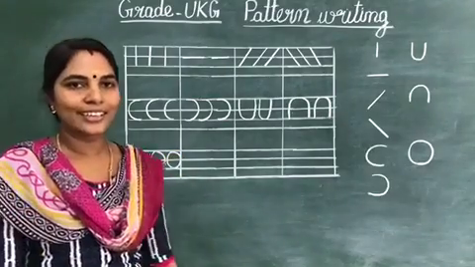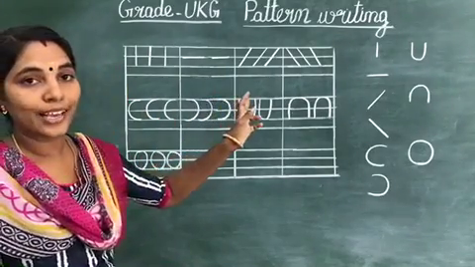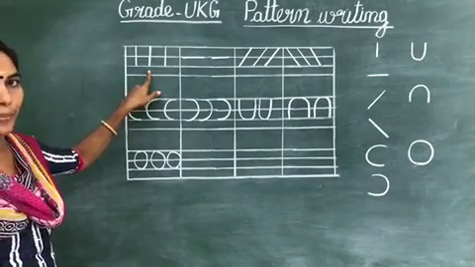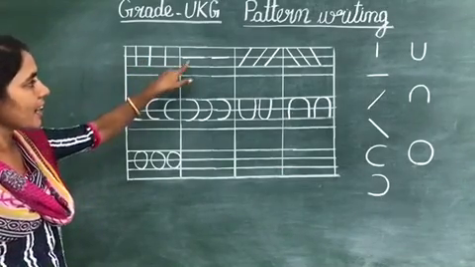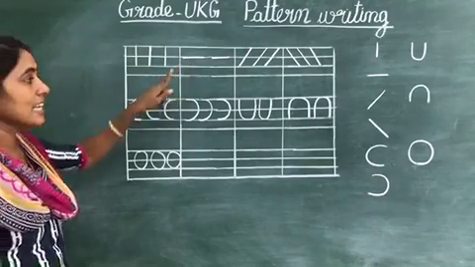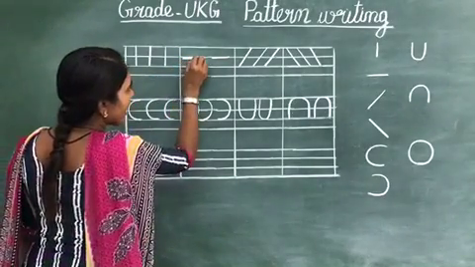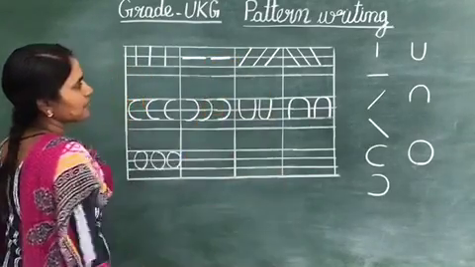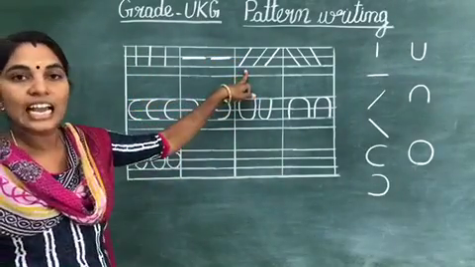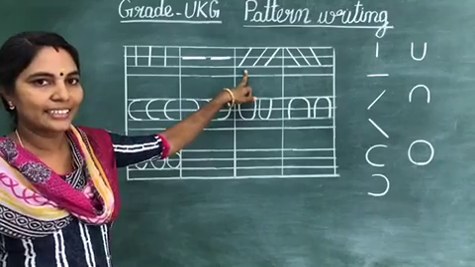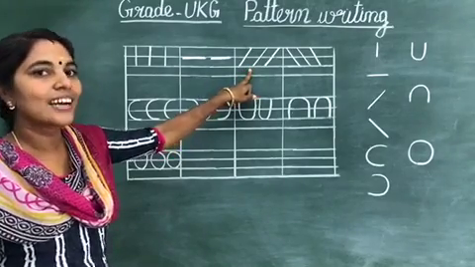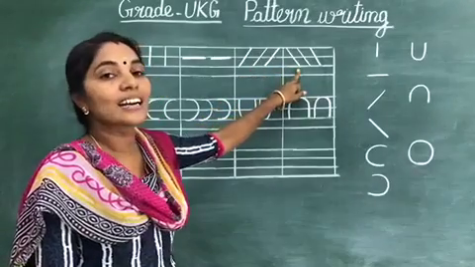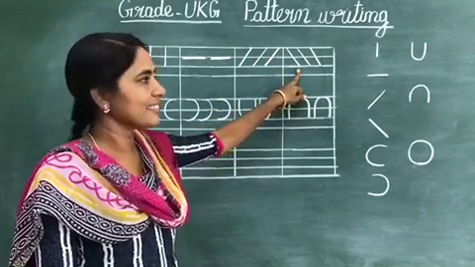Okay, have you done, children? What are the patterns we saw today? Standing line. Yes, repeat. Standing line. Which one is this? Sleeping line. Once again, sleeping line. Left side slanting line. Which one is it? Left side slanting line. Right side slanting line.